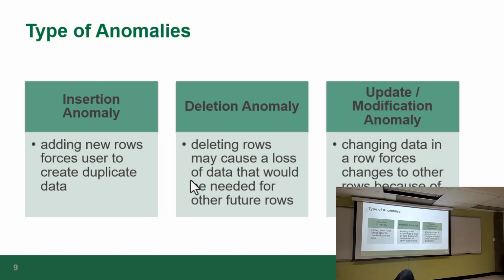Update and modification anomaly. Changing the data in a row forces changes to other rows because it's duplicated. For example, say we have a customer table and there's a country column. In this country column, it's just a string where people put in values: Canada, US, Mexico, Canada, whatever. And then somebody decides to rename their country. Instead of changing it in one place, you end up having to update every single row where that data exists. So that's an update anomaly, when you have to change the data more than once for something that really should only be one time.